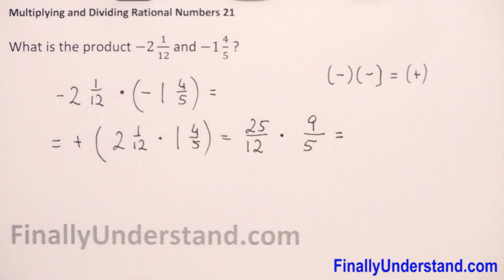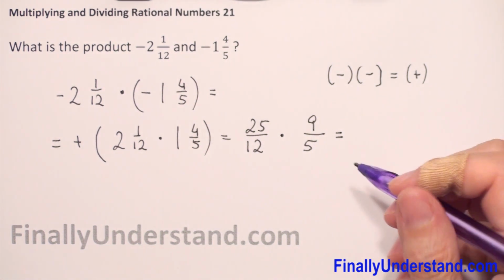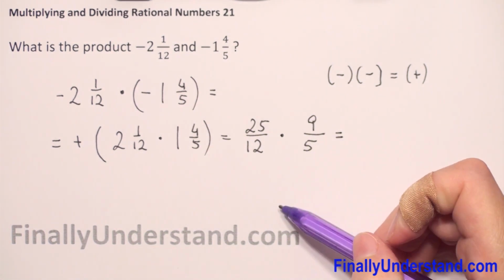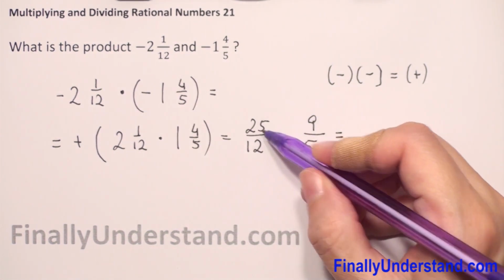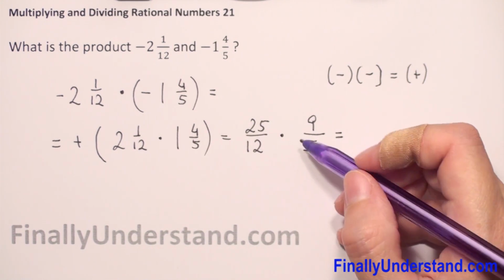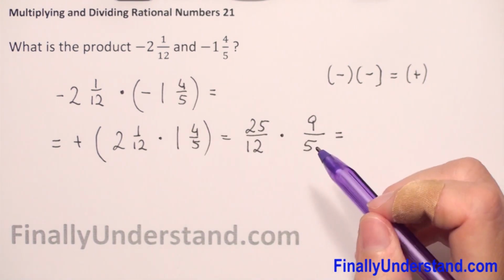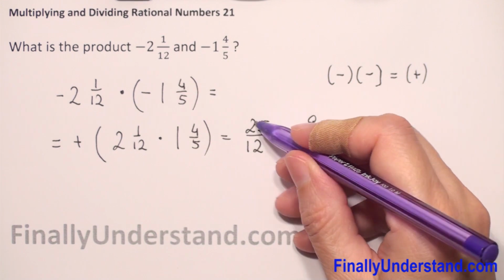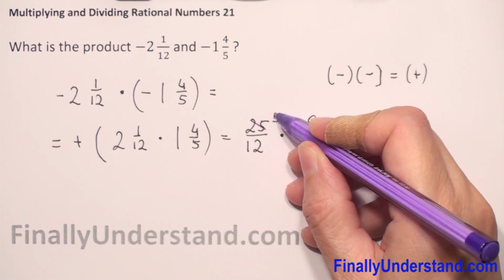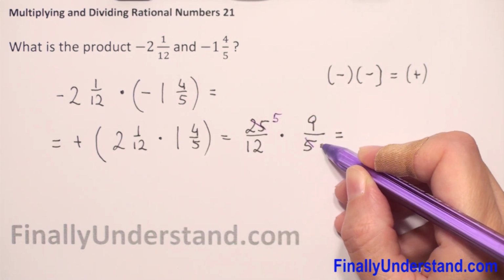This is equal. We have multiplication of fractions. First, we have to check if we can reduce something. We have 25 and 5. How do we reduce? We divide numerator and denominator by the same number. So 25 we can divide by 5 will be 5, and 5 by 5 is 1.